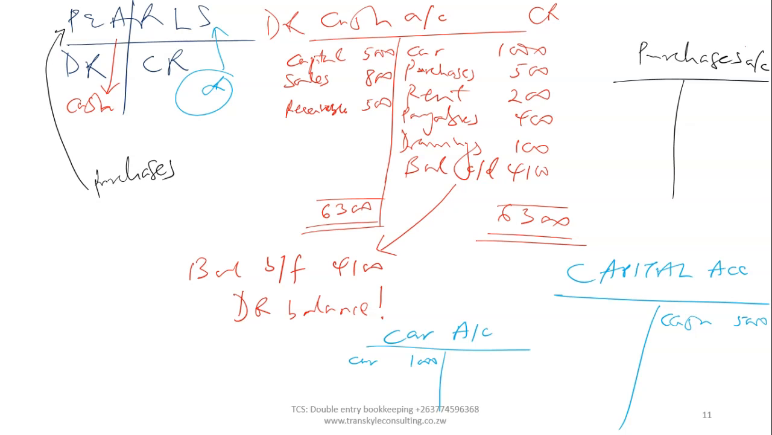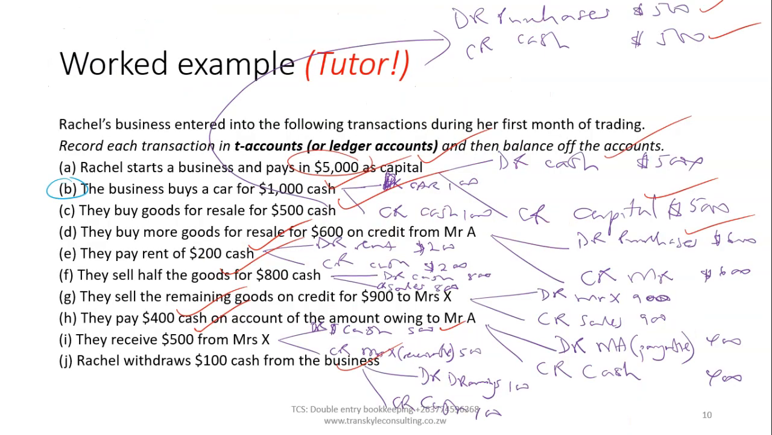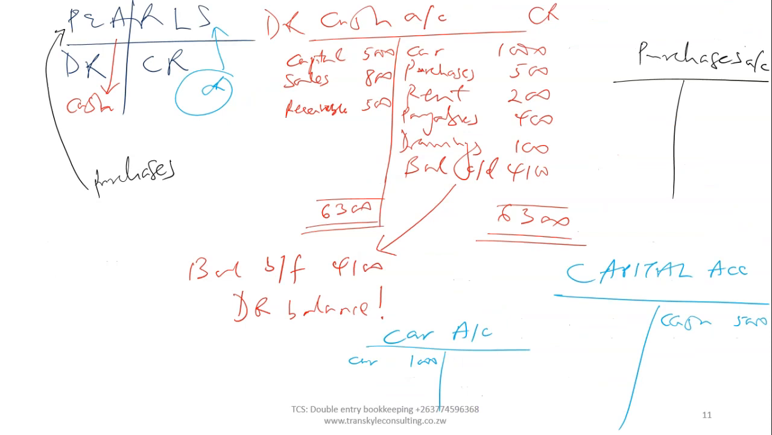So there were two types of purchases. The first type was that they buy goods for resale for $500 cash. This was the first one, and then they buy more goods for resale on credit. So we are having both the cash and the credit purchases. This is how we are going to record them. The first one, the cash one, just write cash 500, and then payables 600.